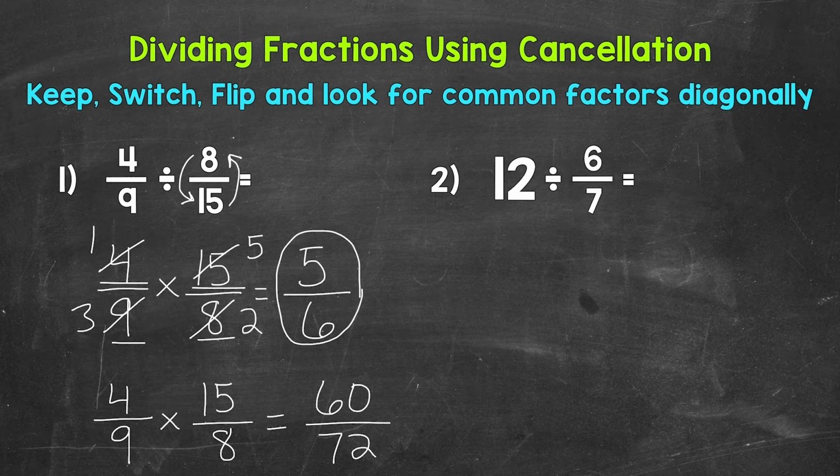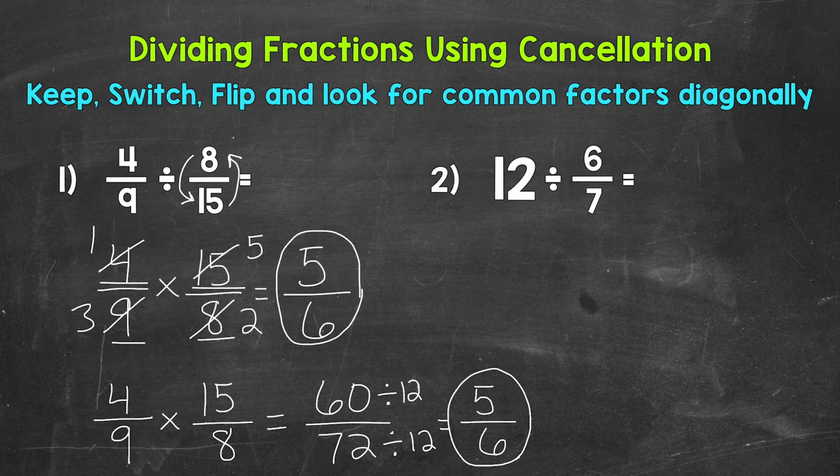Are there any common factors between 60 and 72 other than 1? Yes. The greatest common factor between 60 and 72 is 12. So let's divide both of them by 12. 60 divided by 12 is 5. 72 divided by 12 is 6. So you can see that we get 5/6 that way as well. We get the same answer either way. Now, do we have to use cancellation? No, but it's a good strategy to be familiar with and use when possible. It can be helpful. Let's move on to number 2, where we have 12 divided by 6/7.